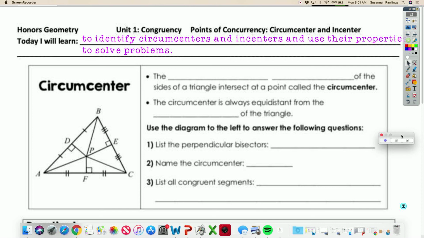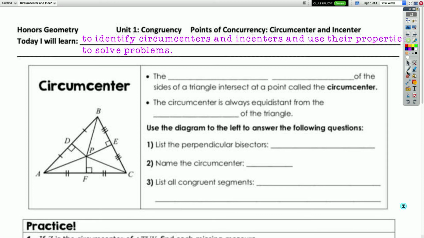Our next lesson, you can go ahead and pause the video here and write down your learning goal. We're moving into parts or centers of triangles. So go ahead and pause and write down your learning goal for today. This is also lesson 5-3.